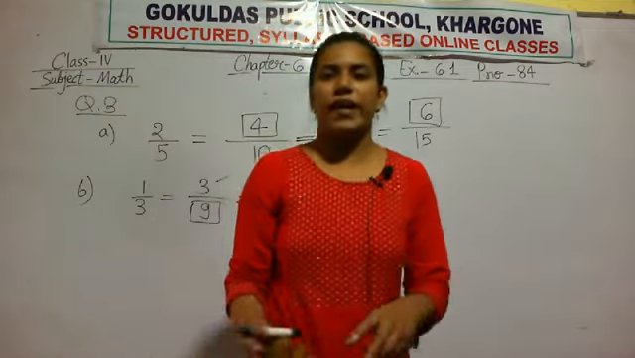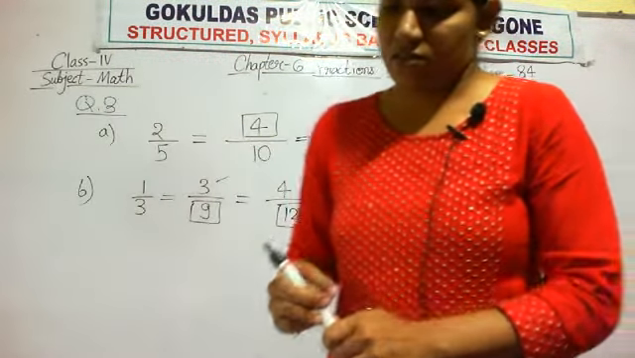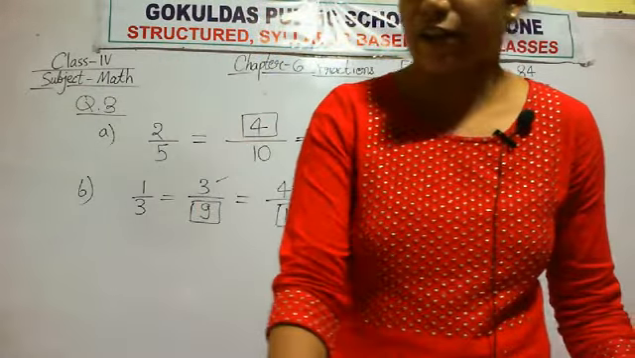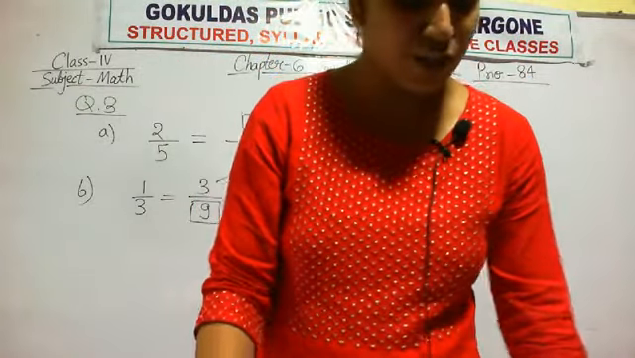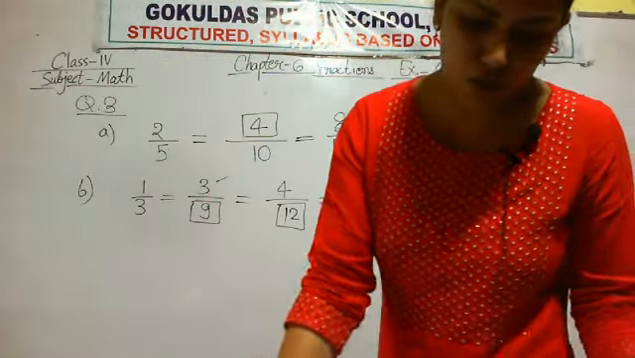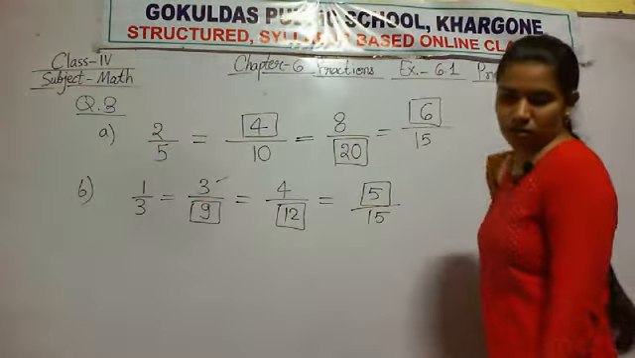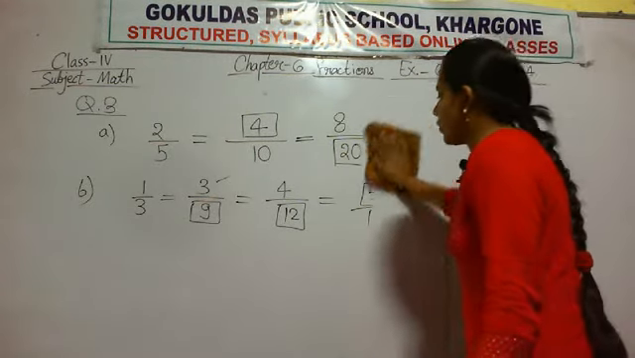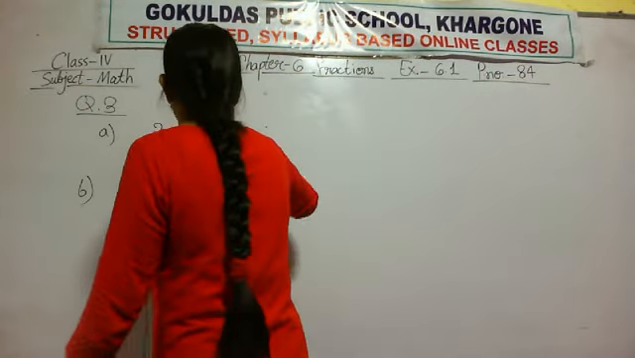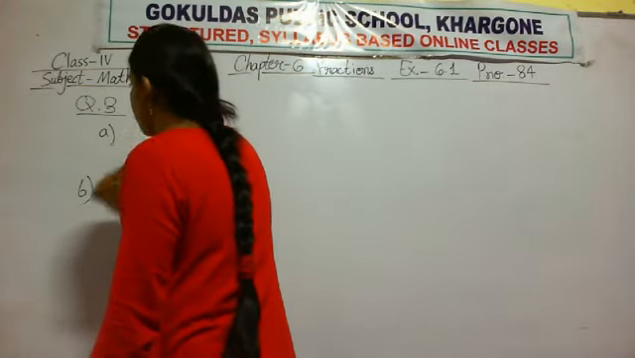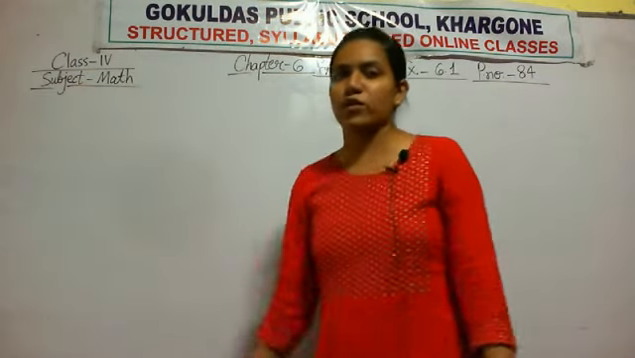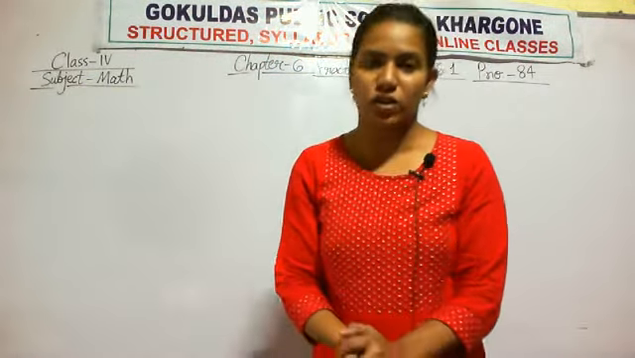So this is how we find equivalent fractions. We remember the rules which I explained to you. Okay, now I hope you understand how to find the equivalent fractions. So try questions C and D by yourself. Okay? Try to solve questions C and D by yourself.